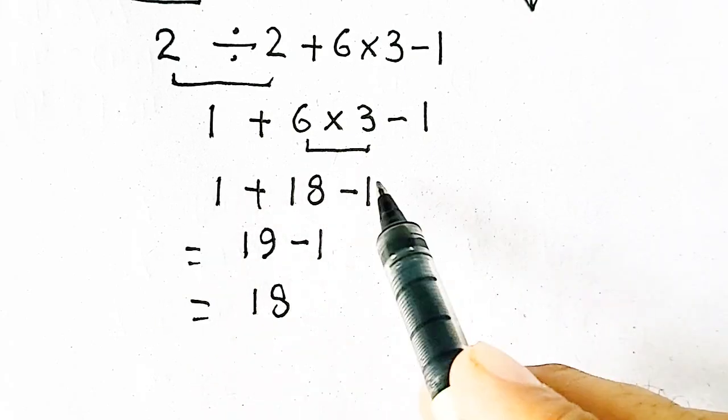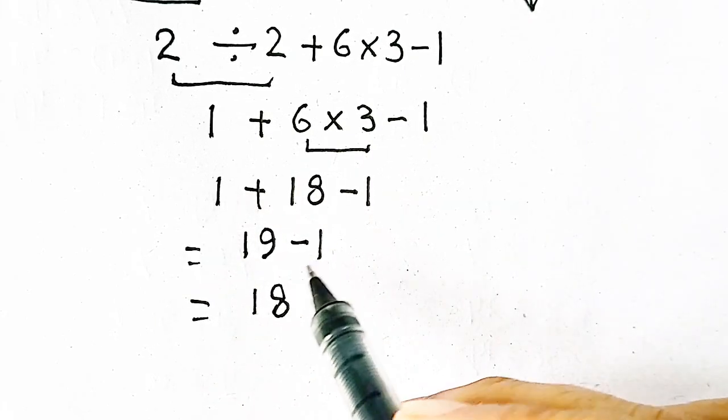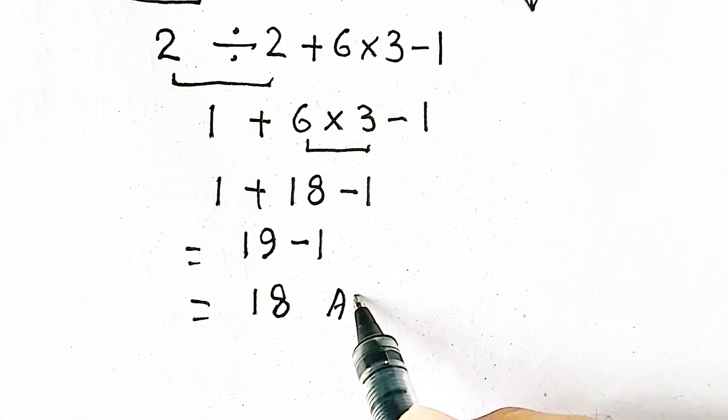Or you can cancel 1 and minus 1. It is also an option to you. So our answer will be 18.